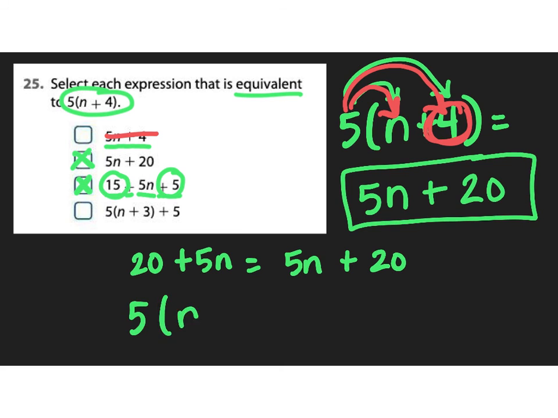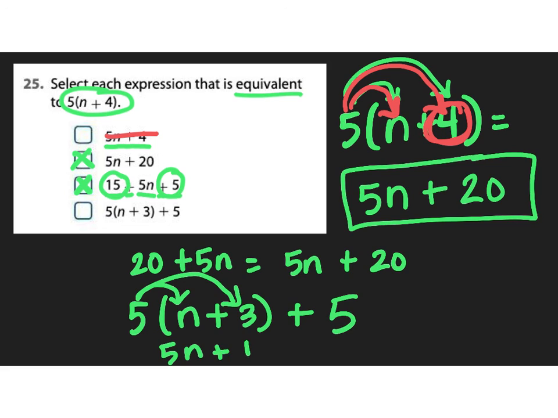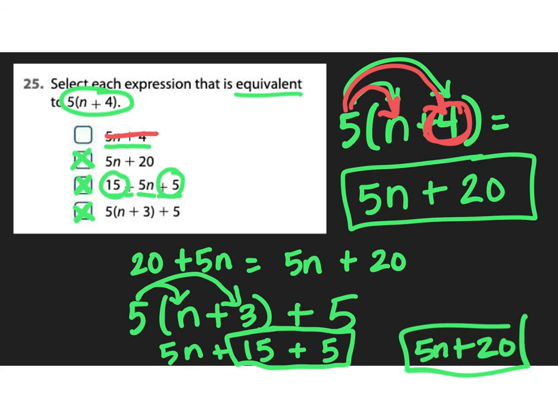And then finally, the last one says 5 times the quantity n plus 3 plus 5. We can multiply 5n plus 15 plus 5. And this looks an awful lot like the one that we just talked about. We can combine these. 15 plus 5 is 20, and we still have 5n. So this one is also the same. All right, equivalent expressions are expressions that have the same value. The distributive property means multiplying everything that's inside the parentheses.